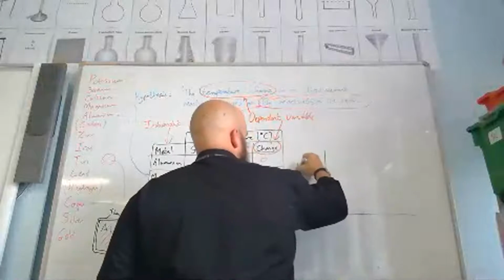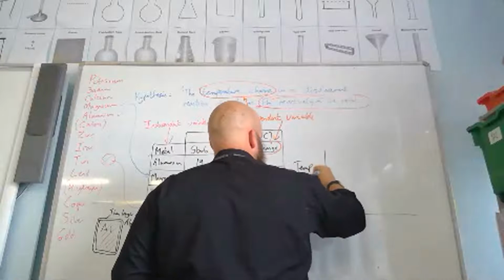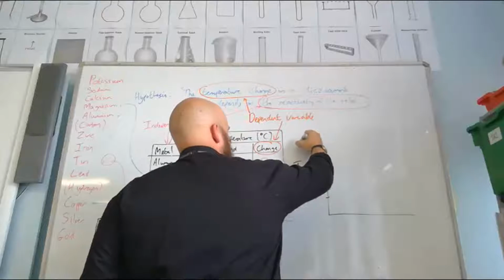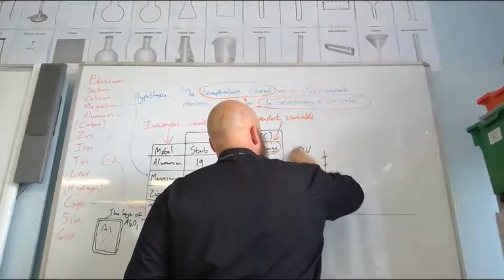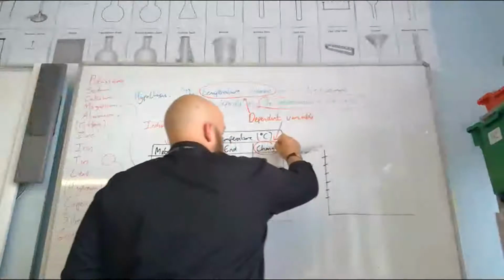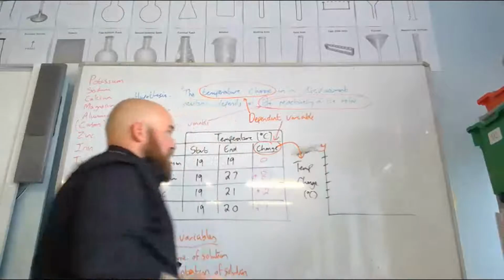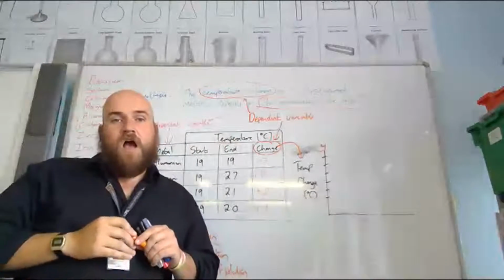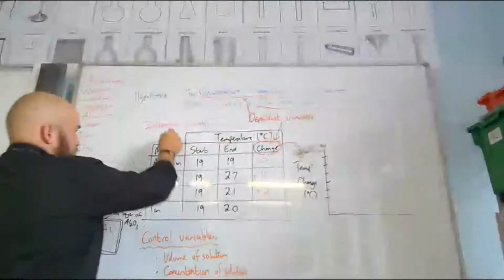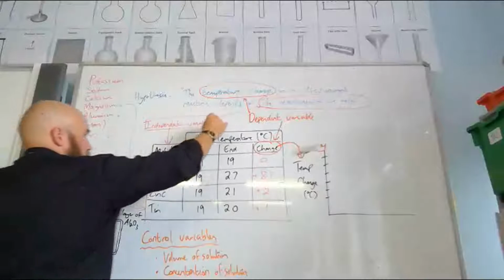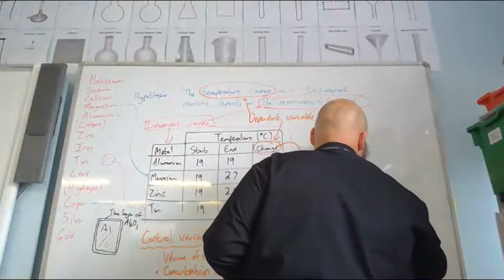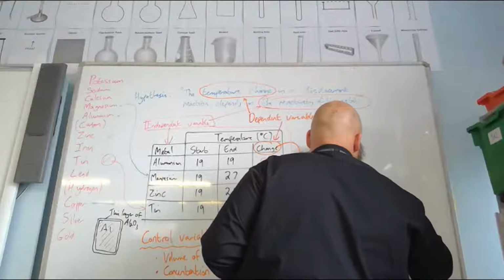You're going to have temperature change, or mean temperature change, because that's the dependent variable. Your dependent variable always goes on the y-axis. So the y-axis is where you put the thing that you are measuring. The thing that you are changing, i.e. your independent variable, always goes on the x-axis. So we'll put type of metal.